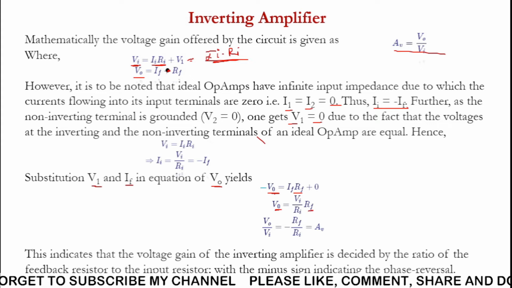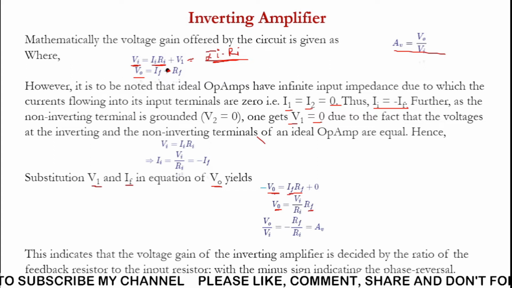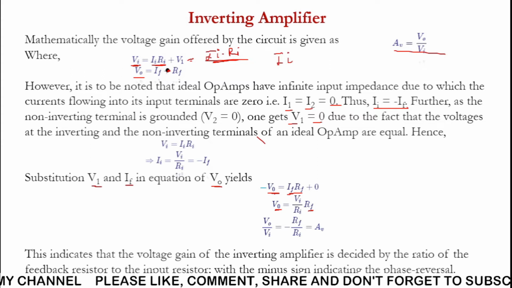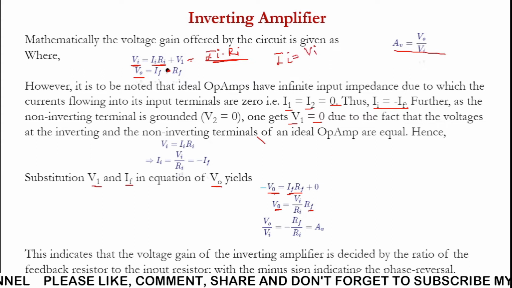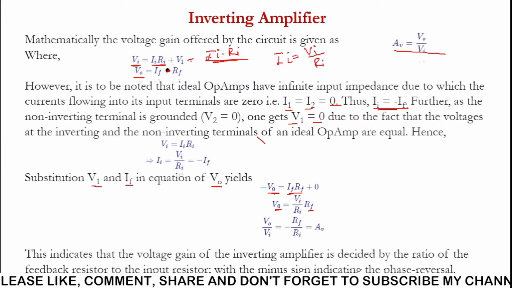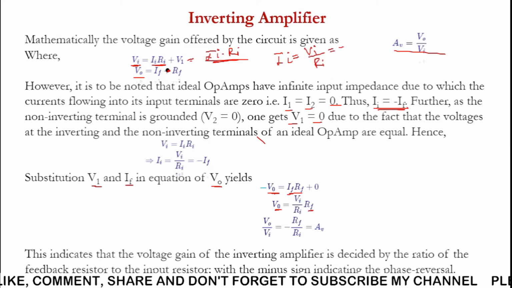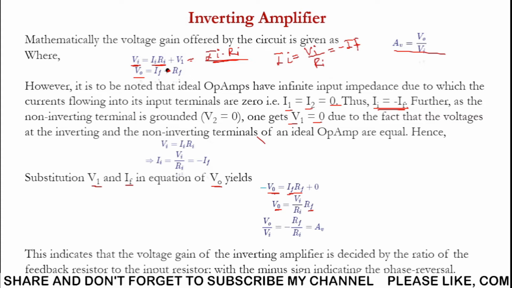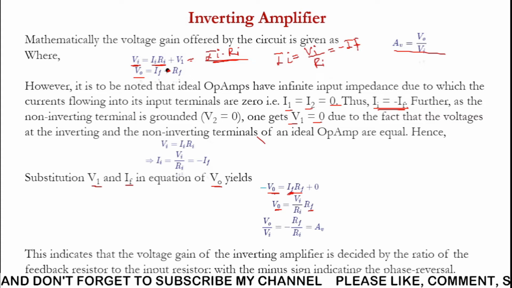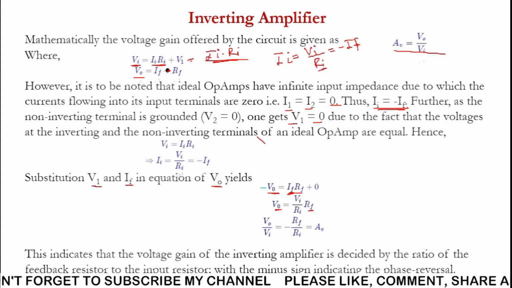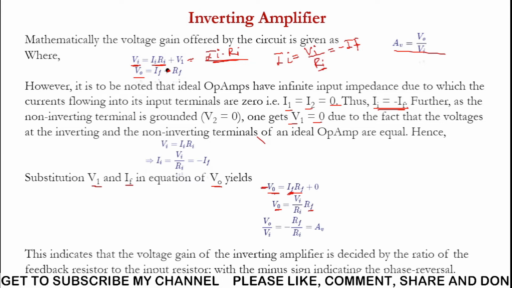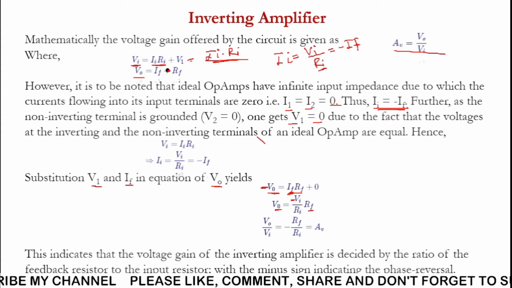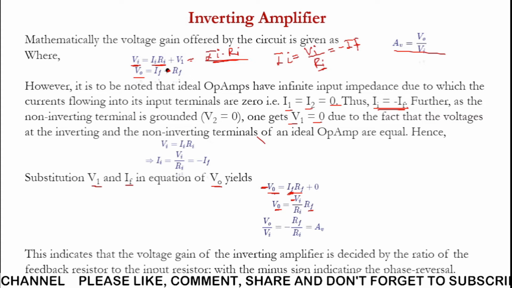The minus sign is due to Ii being equal to minus If, and if we find out the value of If, that If value will be equal to minus Vi upon Ri, due to the minus Ii. So we can have the value of If here, that is equal to minus Vi upon Ri. So we'll have V out is equal to minus Vi upon Ri into Rf.